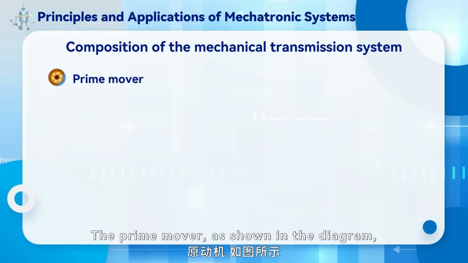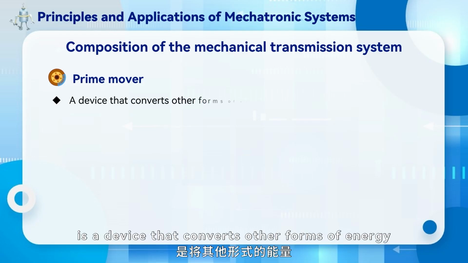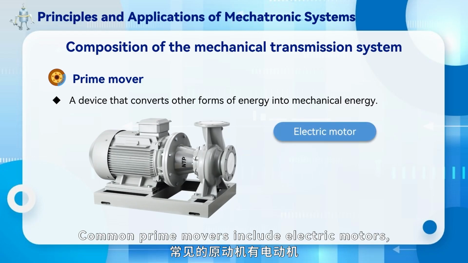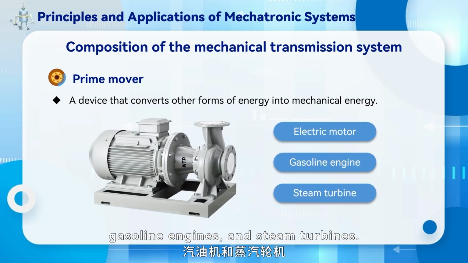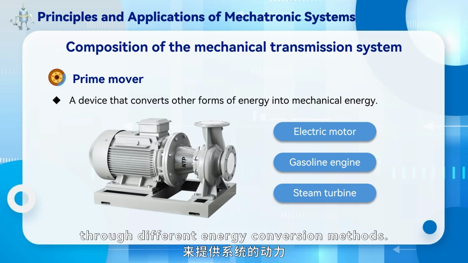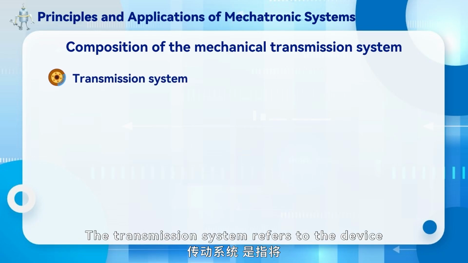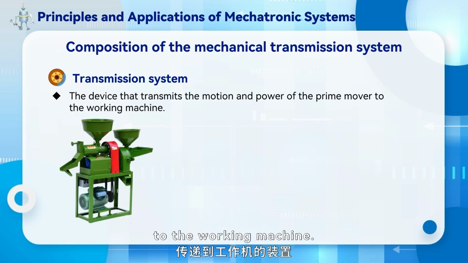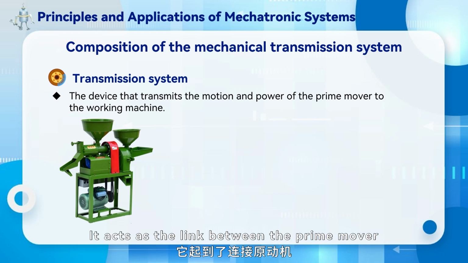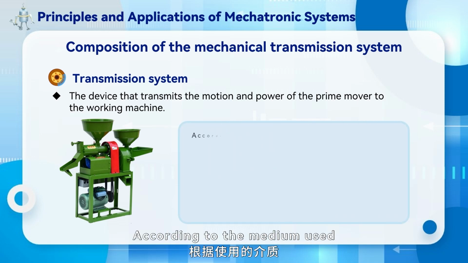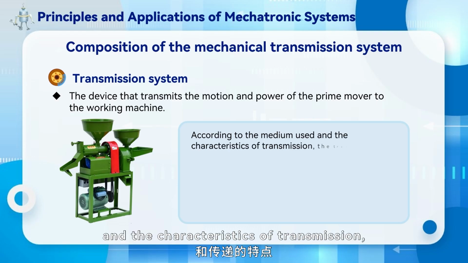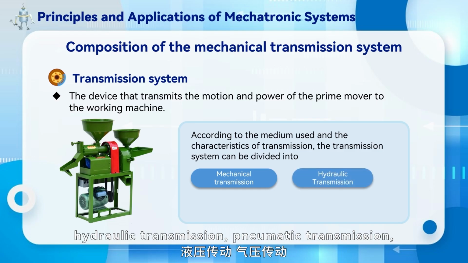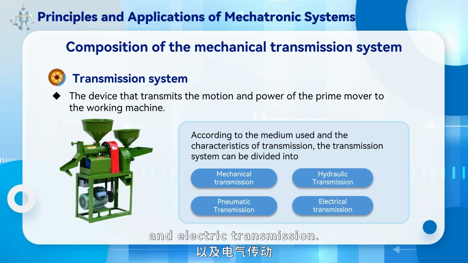The prime mover, as shown in the diagram, is a device that converts other forms of energy into mechanical energy. Common prime movers include electric motors, gasoline engines, and steam turbines. They provide power to the system through different energy conversion methods. The transmission system refers to the device that transmits the motion and power of the prime mover to the working machine. It acts as the link between the prime mover and the working machine. According to the medium used and the characteristics of transmission, the transmission system can be divided into mechanical transmission, hydraulic transmission, pneumatic transmission, and electric transmission.